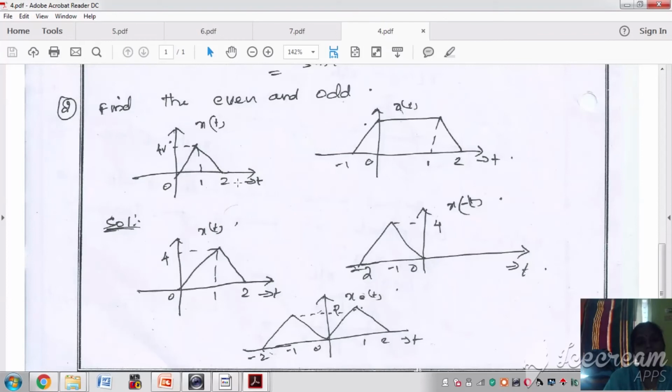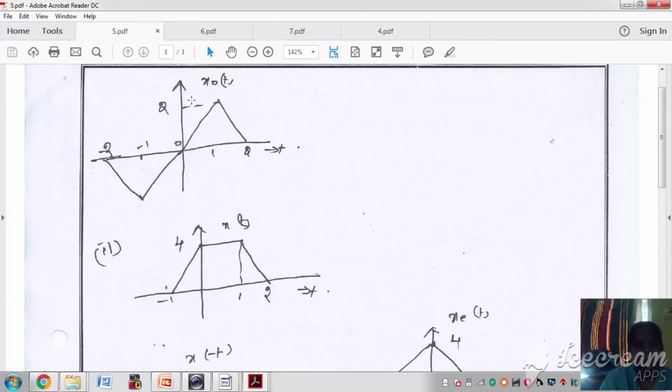Odd signal means whatever is there on this side will appear on that side. What I'm going to do is fold this signal with respect to the y-axis. If I fold this one, it will come to this side. This will act as the center, like your notebook, where the center part is there. So this will be folded to this side, and you will get this point. If you add these two signals, what is this? 1 by 2 x of t. X of t amplitude is 4, so 1 by 2 times 4 plus 4, and you will get a total amplitude of 2. This is the even signal.